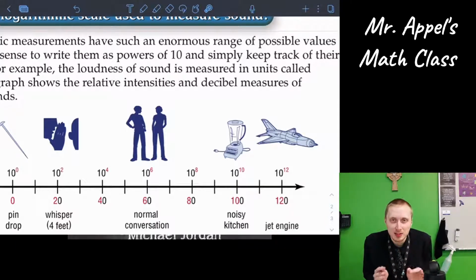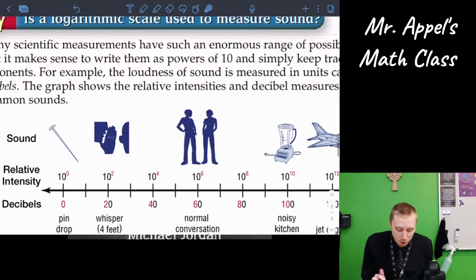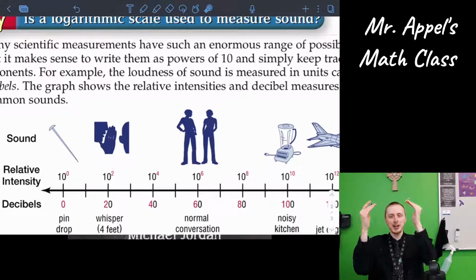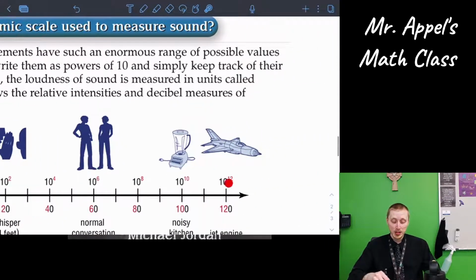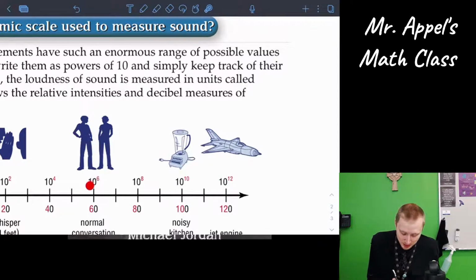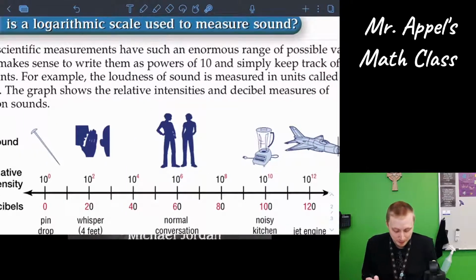You can't plot this on a single sheet of paper because you try to be reasonable, like, okay, I need the pin drop, barely audible, a whisper, normal conversation. You divide your paper into 1,000,000 increments from 0 to 10 to the 6th. Okay? You can't fit the jet engine on there because you would literally need 1,000 more sheets of paper. You with me here? Comprehend that scale. It's hard for your brain to understand. This is as many times bigger than this as this is than that.